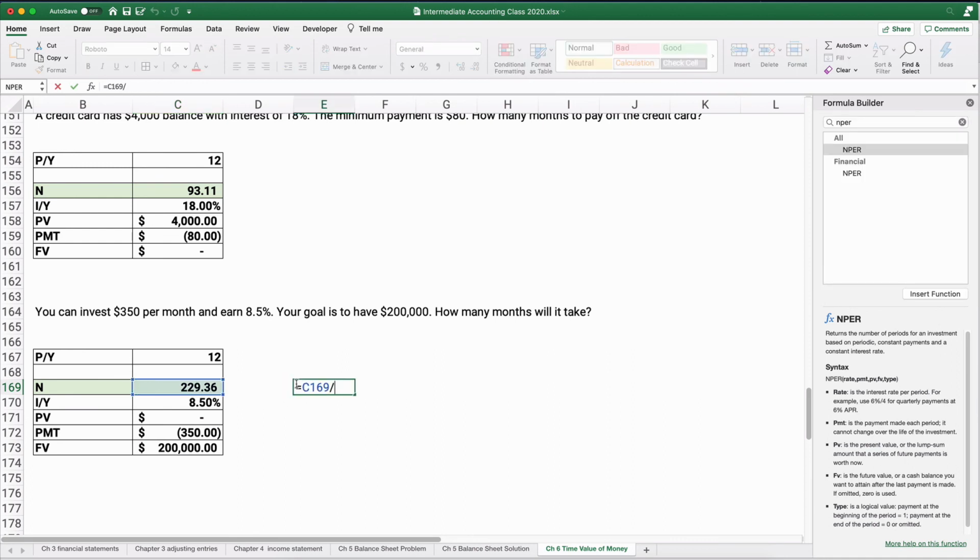months divided by 12. That takes you about 19 years. In 19 years, you'll have $200,000. Now, that's just $350 per month, so that's pretty amazing. So you've got to get started.